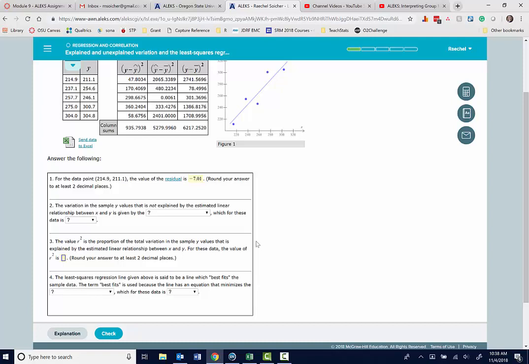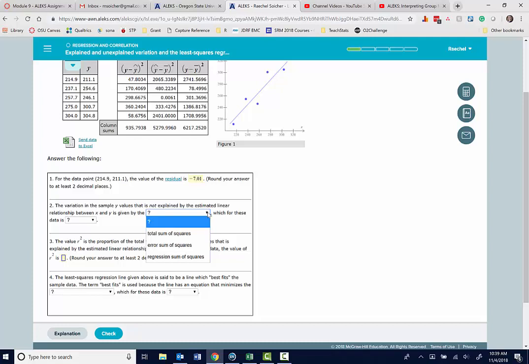Question number 2 says the variation in the sample y values that is not explained by the estimated linear relationship between x and y is given by, and it's asking which of the columns, the total sum of squares, the error sum of squares, or the regression sum of squares, which for these data is, and then you have to give the value of the column that you think corresponds to it. So it's testing your knowledge of the definition of each of these sums of squares, and then it's asking you to pick out which one it is in the table.